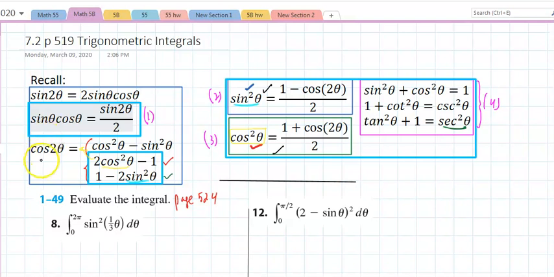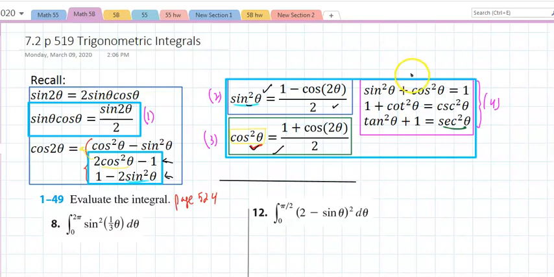There it is. We know that cosine of 2 theta happens to have 3 formulas: cosine squared minus sine squared, twice cosine squared of theta minus 1, and 1 minus twice sine squared of theta. If I solve for sine squared, I'll get 1 minus cosine of 2 theta divided by 2. And if I solve for cosine squared, I'll get 1 plus cosine of 2 theta divided by 2.